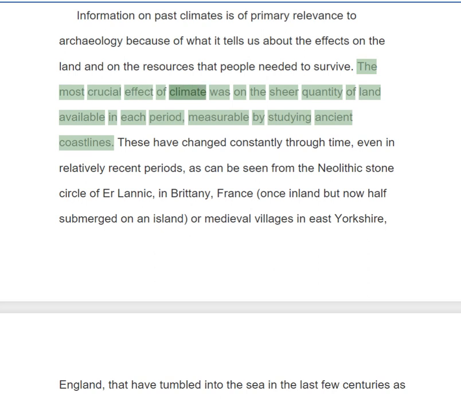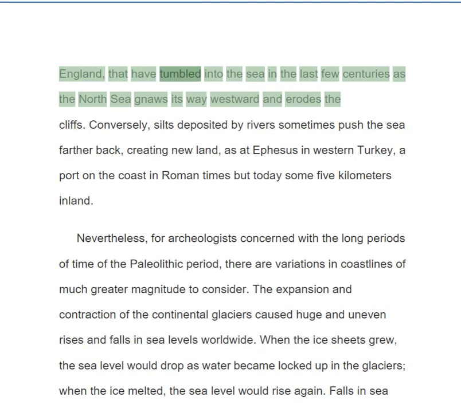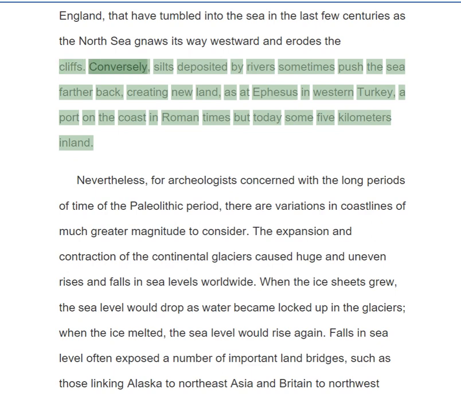The most crucial effect of climate was on the sheer quantity of land available in each period, measurable by studying ancient coastlines. These have changed constantly through time, even in relatively recent periods, as can be seen from the Neolithic stone circle of Er Lannic, in Brittany, France, or medieval villages in East Yorkshire, England, that have tumbled into the sea in the last few centuries as the North Sea gnaws its way westward and erodes the cliffs. Conversely, silts deposited by rivers sometimes push the sea farther back, creating new land, as at Ephesus in western Turkey, a port on the coast in Roman times but today some 5 kilometers inland.